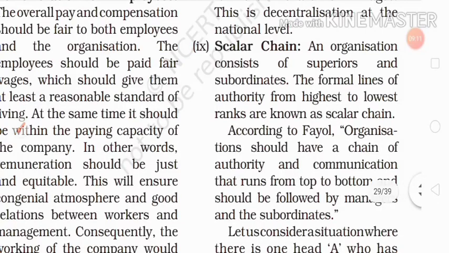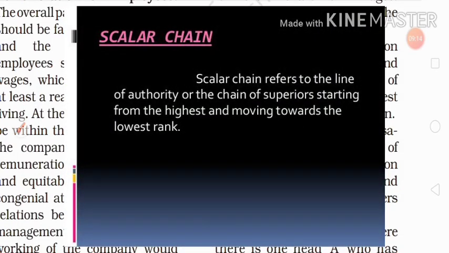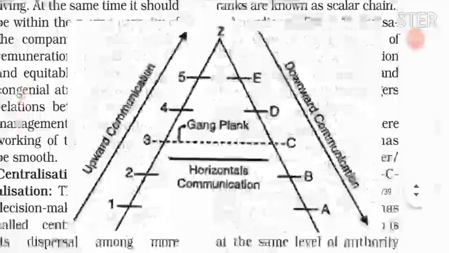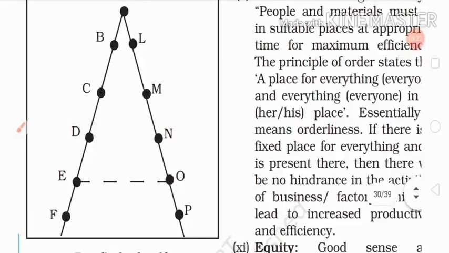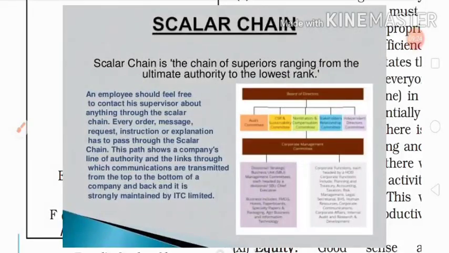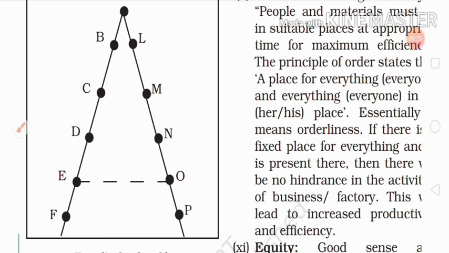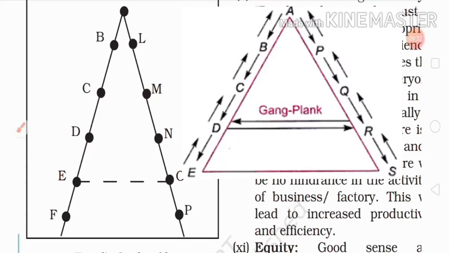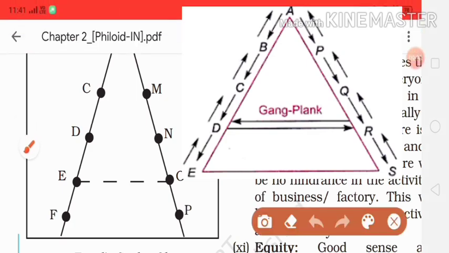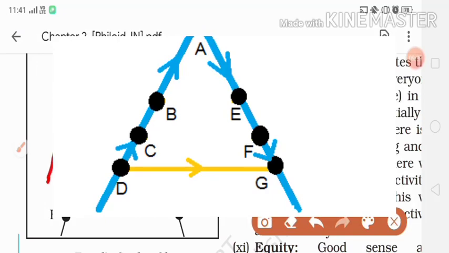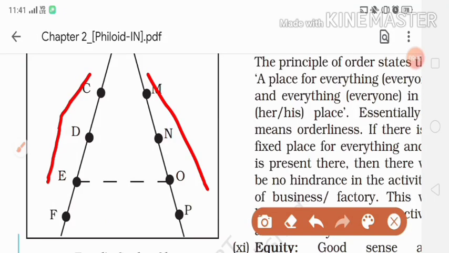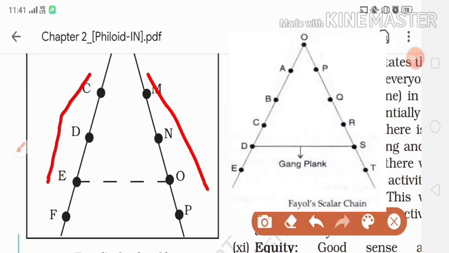Okay, next principle is scalar chain. Scalar chain means line of authority or chain of superiors. Okay, you can see here the chain of superiors from the highest to lowest rank. So Fayol insists that this chain must be followed strictly in the organization. Every piece of information must pass through every link of this chain. No skipping of any link should be allowed.